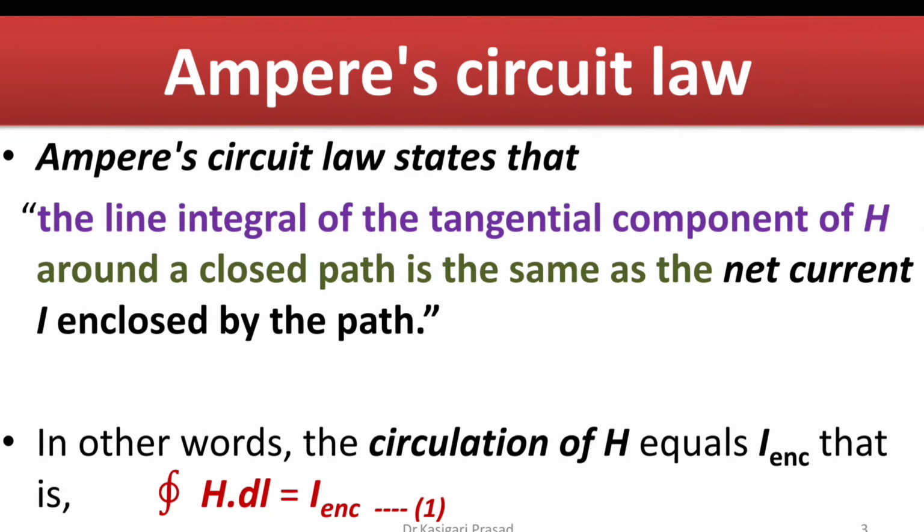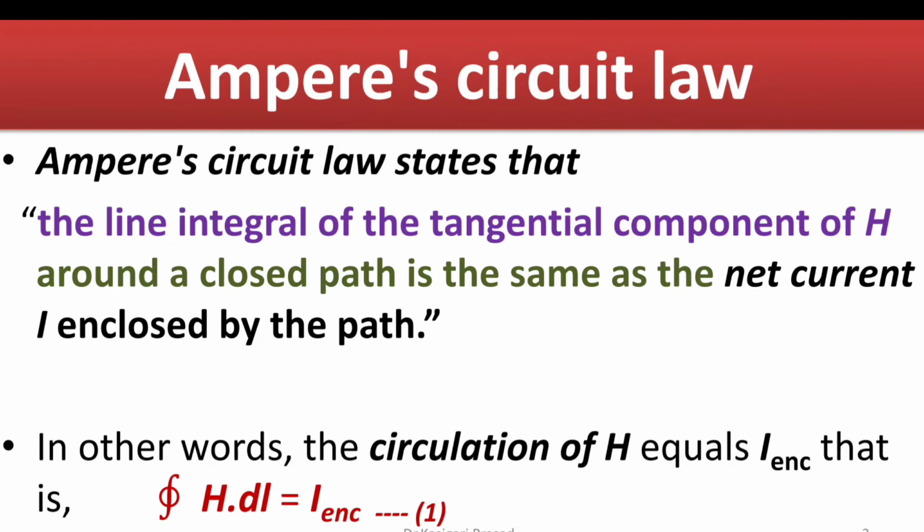Now, Ampere's circuit law. Very first, we define the statement of Ampere's circuit law. Ampere's circuit law states that the line integral of the tangential component of H around a closed path is the same as the net current I enclosed by the path. To analyze this, let us discuss it in a different way. The circulation of H equals I enclosed.